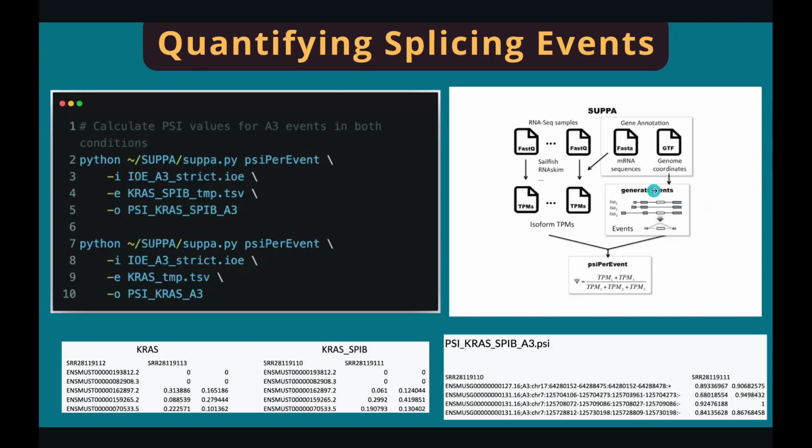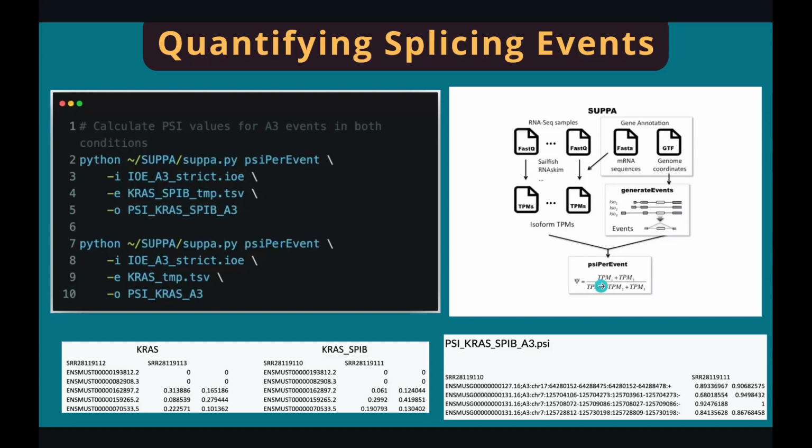So here, there's a gene that has 3 isoforms: 1, 2, 3. Isoform 2 has an exon skipping event over here. To calculate this exon skipping event, we use this formula: expression of isoform 1 plus expression of isoform 3 divided by the expression of all 3 isoforms.